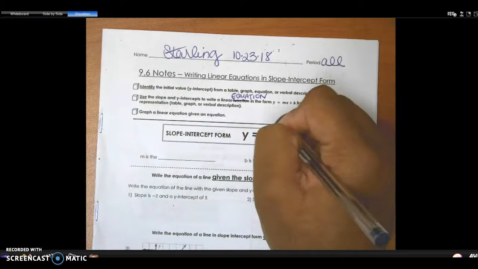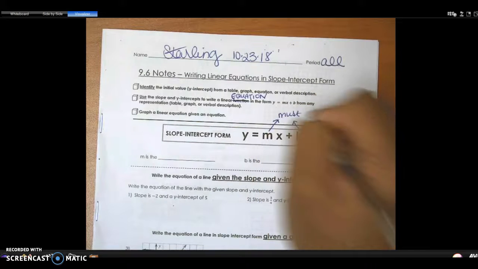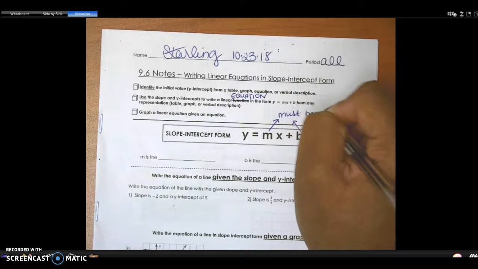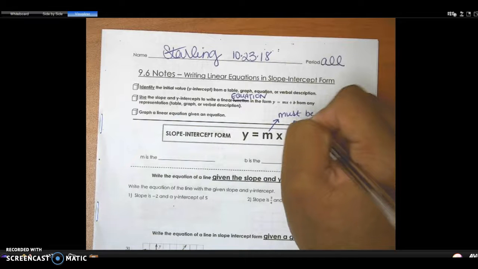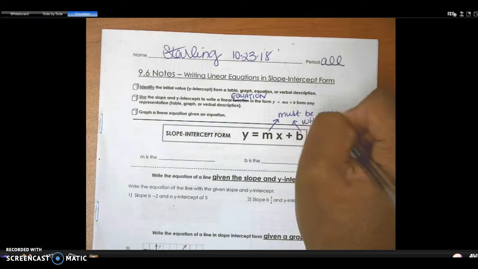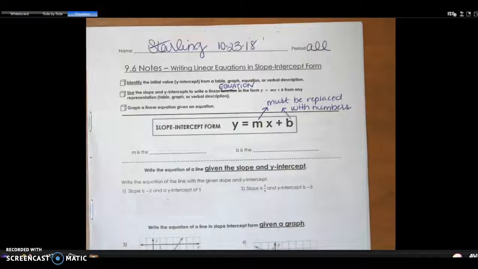M and b must be replaced with numbers. I am giving them values.